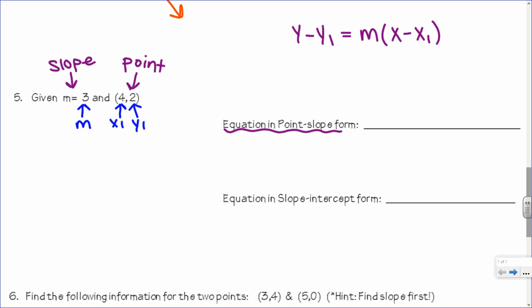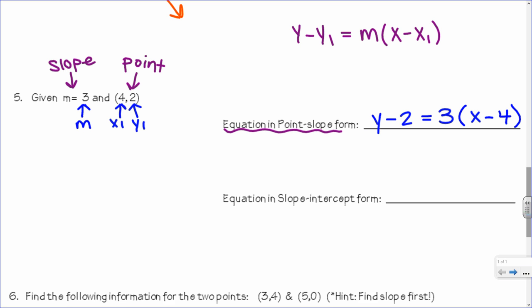So here we would have y. Now instead of minus y1, we know our y1 is 2. So this would be y minus 2 equals, well, what is m? What is our slope? So for this problem, our slope is 3 times x minus x1. Well, for this problem, our x1 is 4. So we have x minus 4. Now we have our equation in point-slope form.